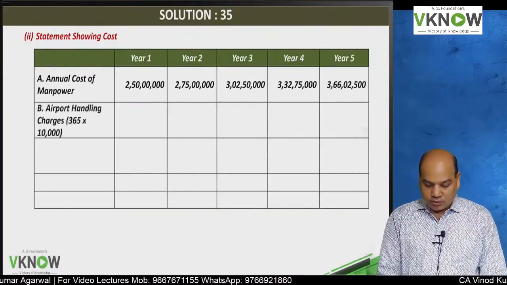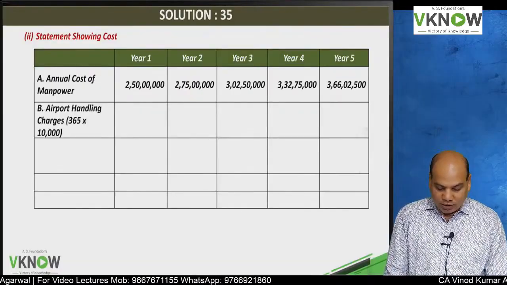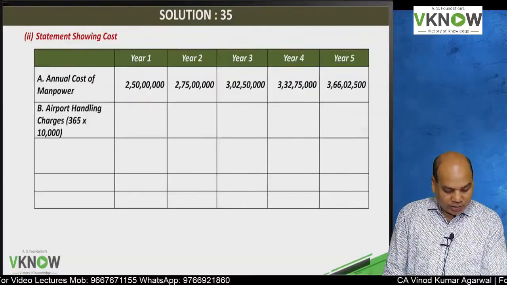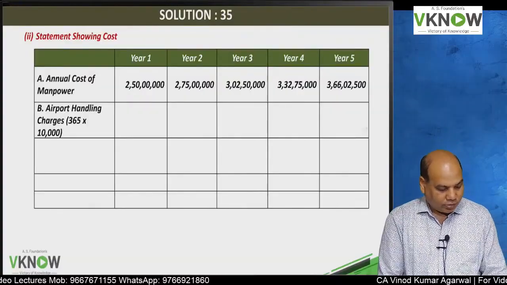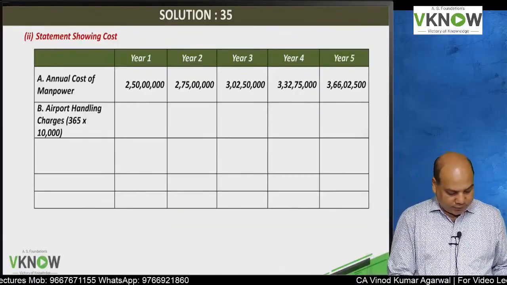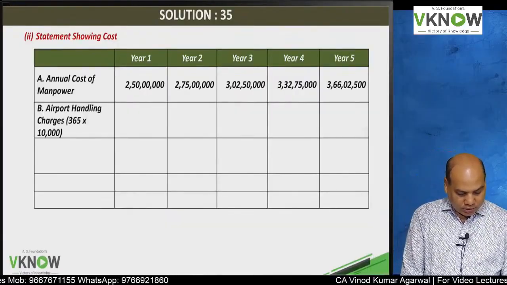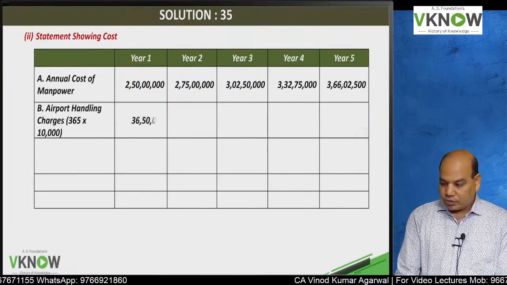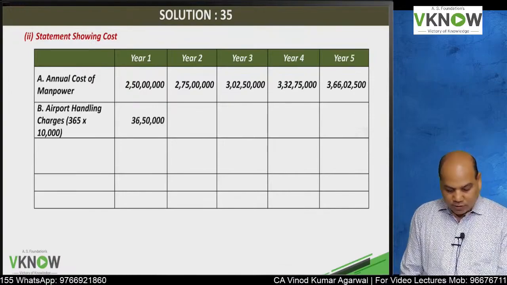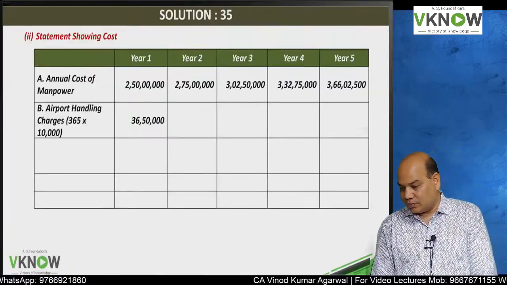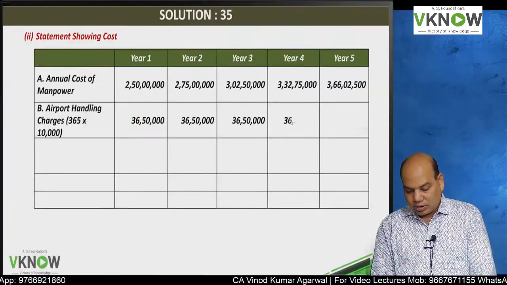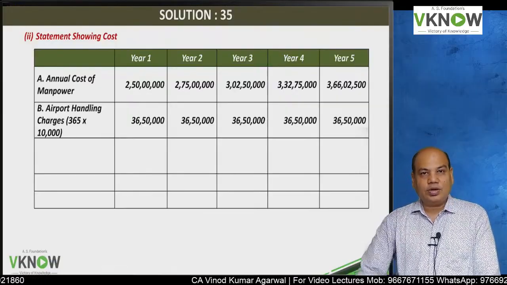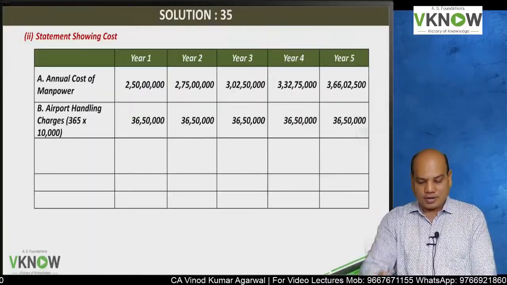Then airport handling charges, fixed per day 10,000 into 365 into 10,000. And will it increase? It will not. The problem says with the exception of airport handling charges, this will not increase. This will remain constant.